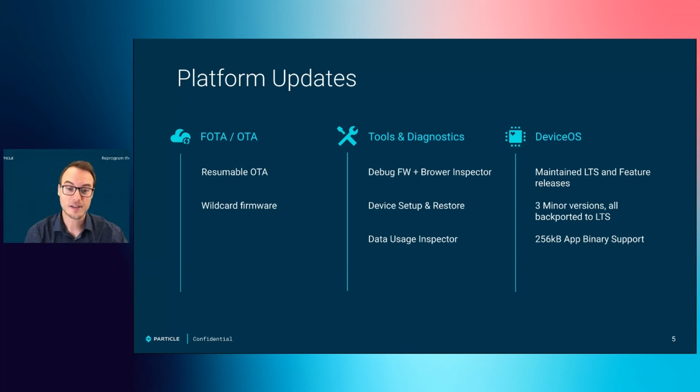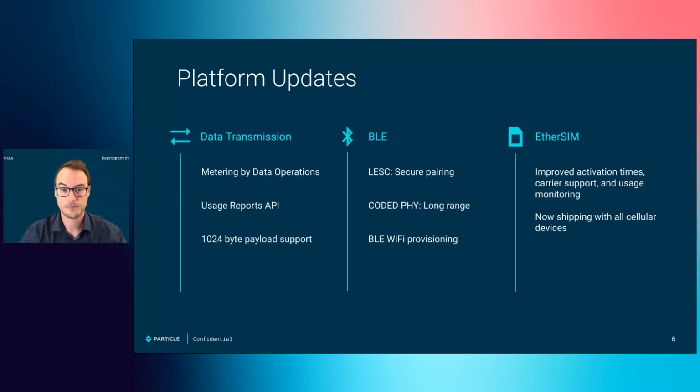With Device OS in the past year, we've maintained both the 2.x long-term support and 3.x feature lines, and in line with our definition of LTS, we've backported critical fixes from the feature line into the 3 minor revisions of the LTS line. We've also increased the binary application space for your application so you can have larger user apps and run more at the edge, from 128 kilobytes to 256 kilobytes on all of our Gen 3 platforms.